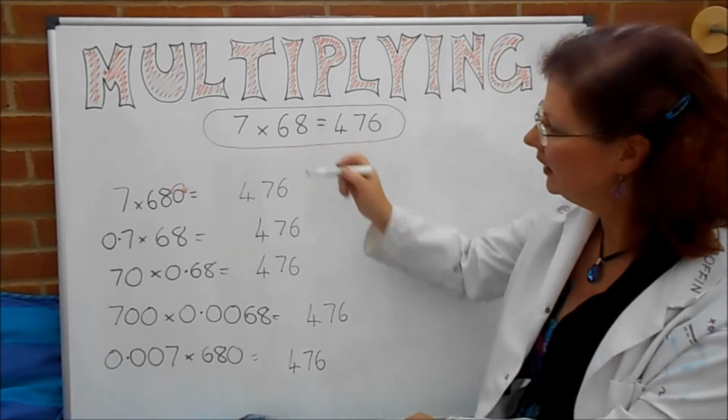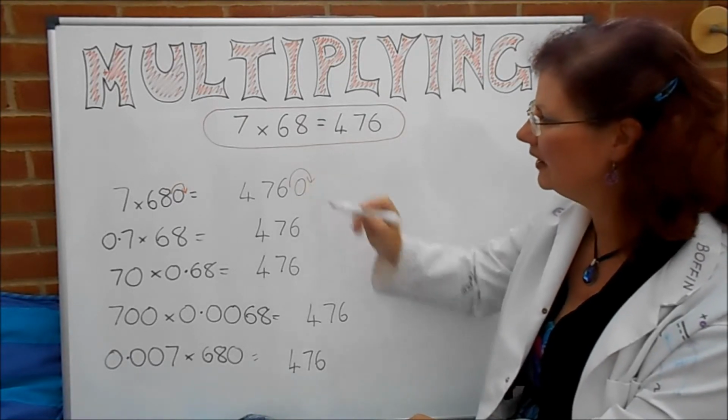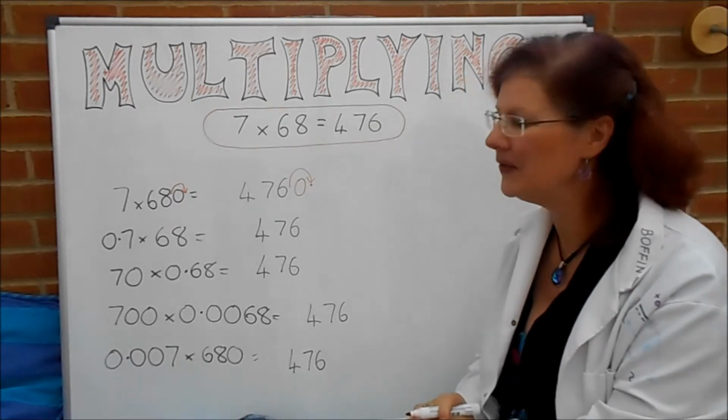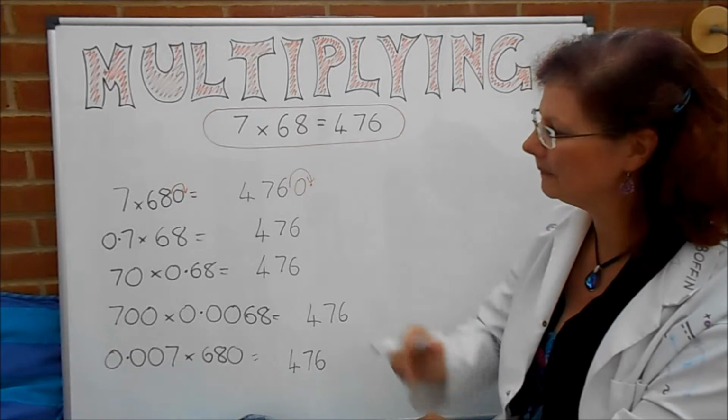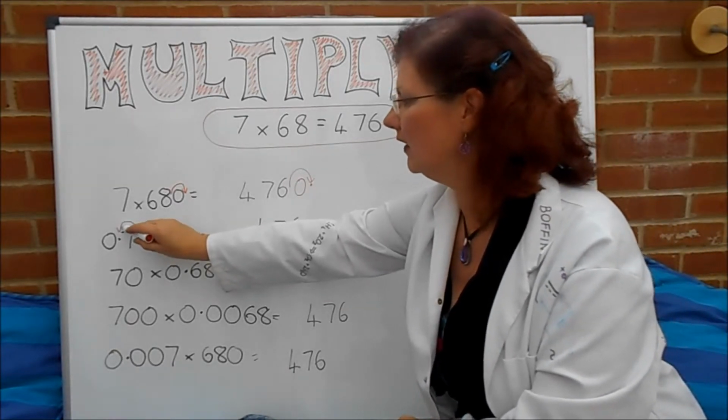It's got 10 times bigger. So we do it here. The 476, we jump it one place to the right. We need to put a 0 in there so we've got something to put the decimal place after. There you go, 4,760.